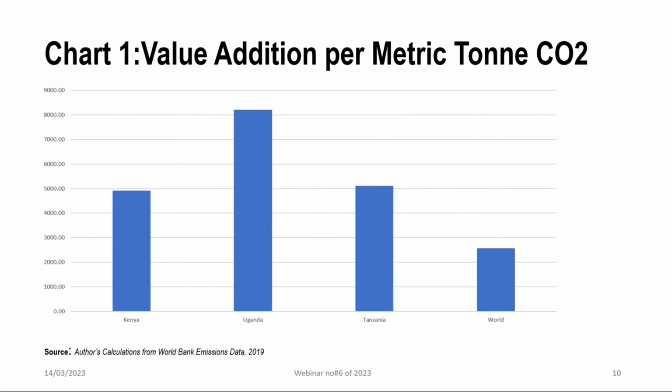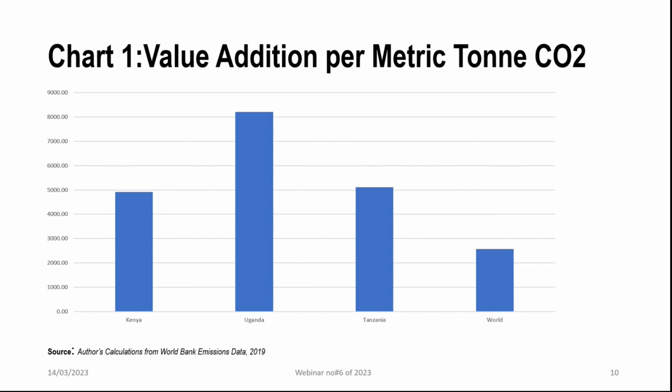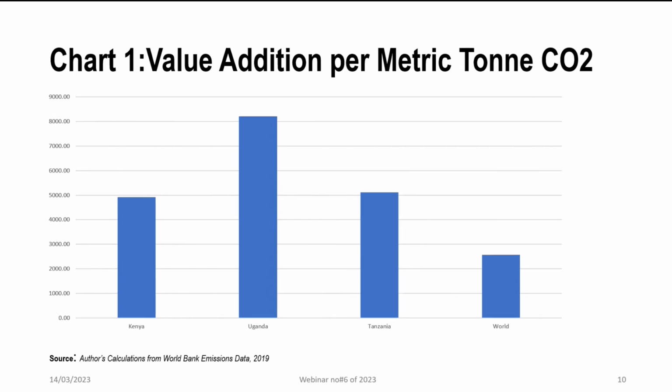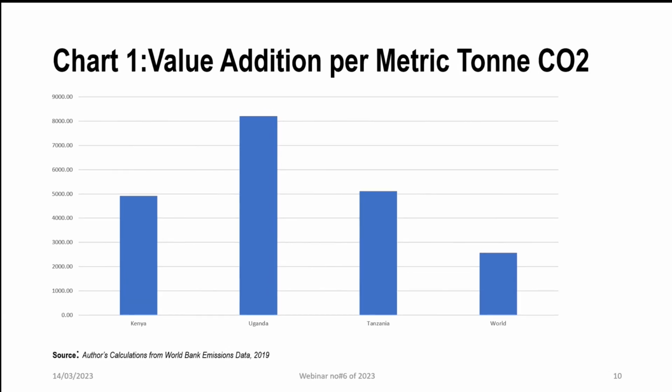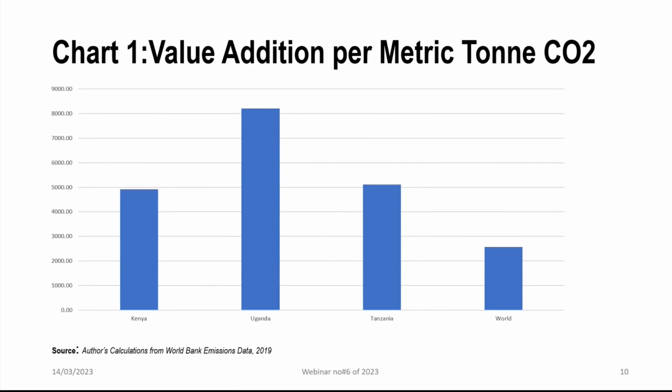What this chart tells us through those blue bars is Kenya uses 1 metric ton of carbon dioxide and generates $5,000 worth of value. Uganda generates $8,000 worth of value, about more than that. Tanzania, 5,000. So Kenya and Tanzania are close neck to neck. And the world creates $2,750 for generating 1 metric ton.